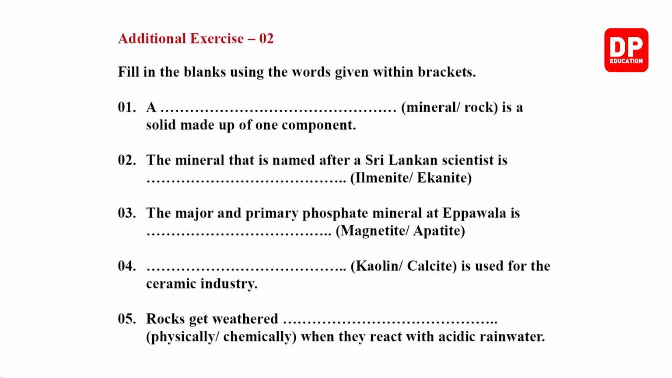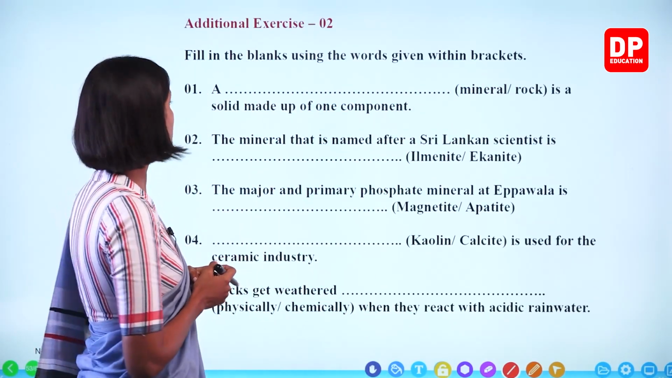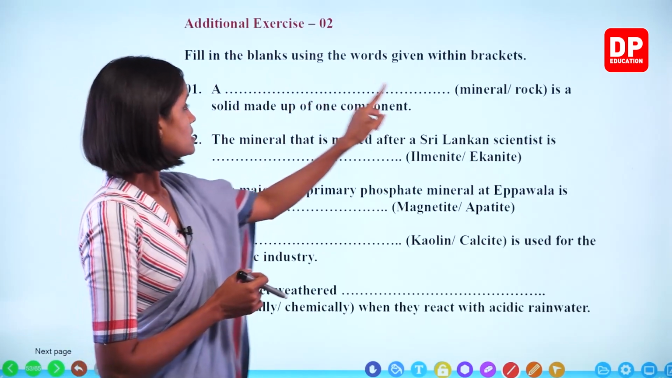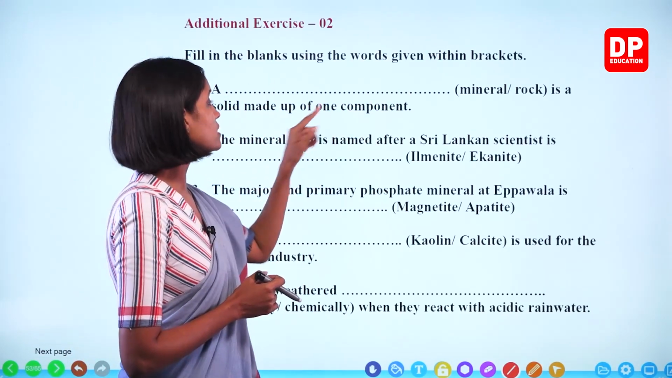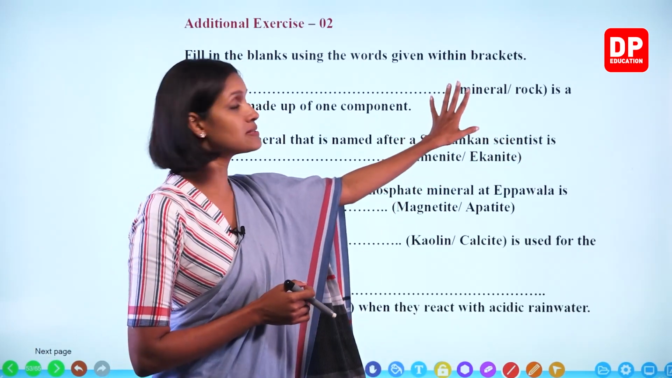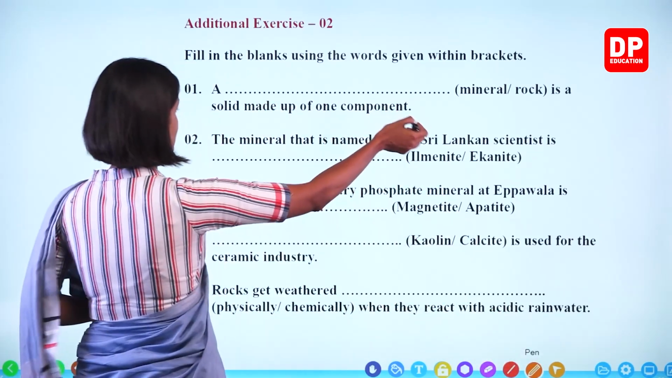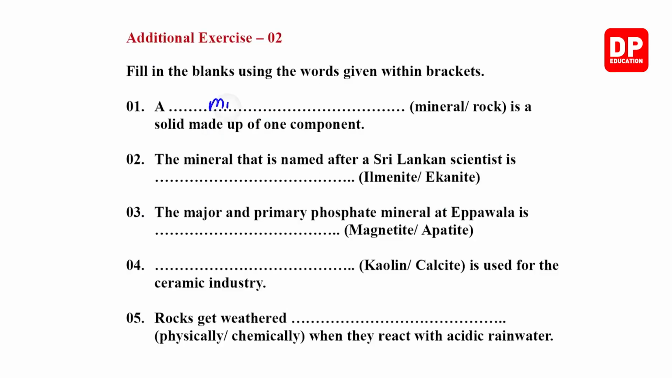Right. Exercise number 2. Fill in the blanks using the words given within brackets. Here within brackets, two words are given. You have to select the correct one. Okay. A blank is a solid made up of one component. Mineral or rock. Out of these two, minerals are made up of only one component. Okay. A mineral is a solid. Mineral.